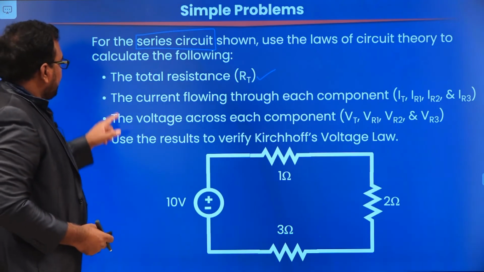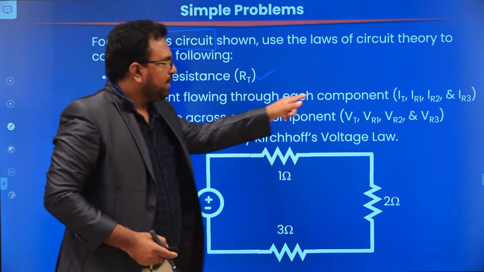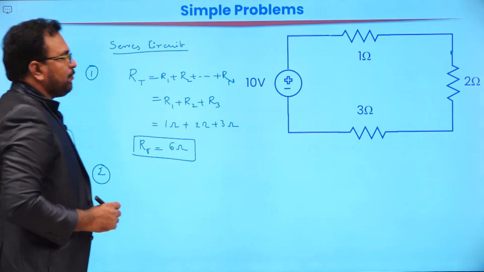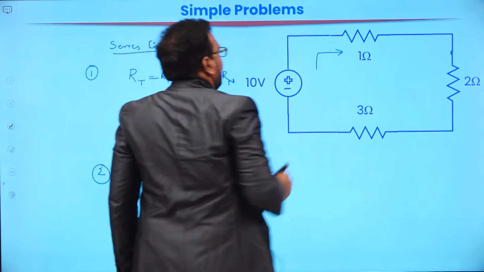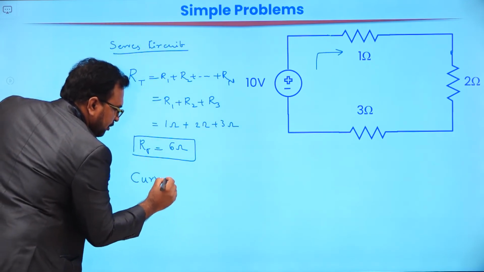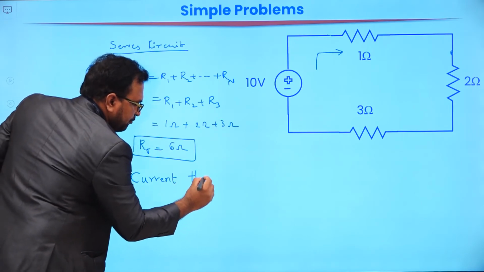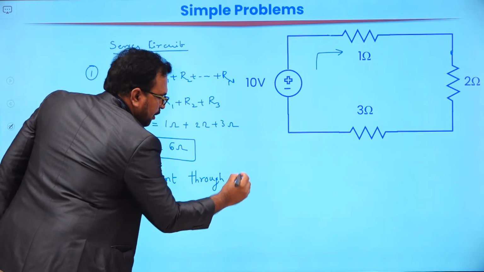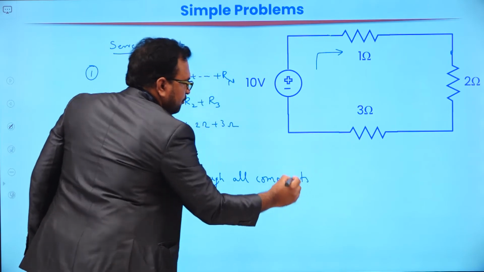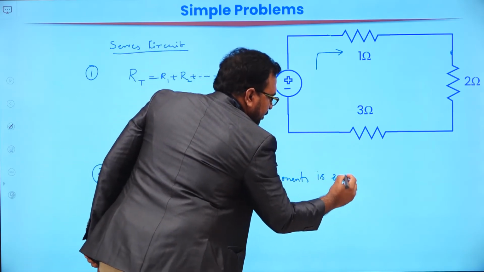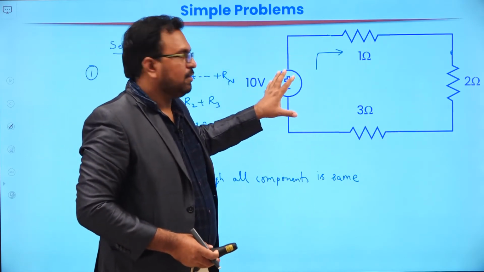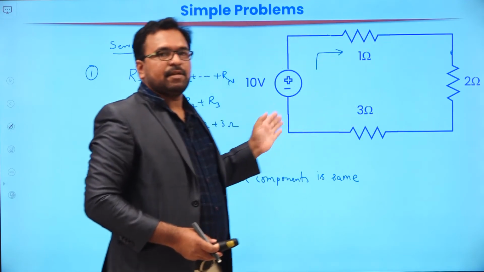Next one. What is the second thing you have to calculate? The current flowing through each component. Second point. Current flowing through each resistance. Since it is a series circuit, what about the current through all components? It is the same. In case of a series circuit, the current through all the components remains equal, because that is the characteristic of a series circuit.